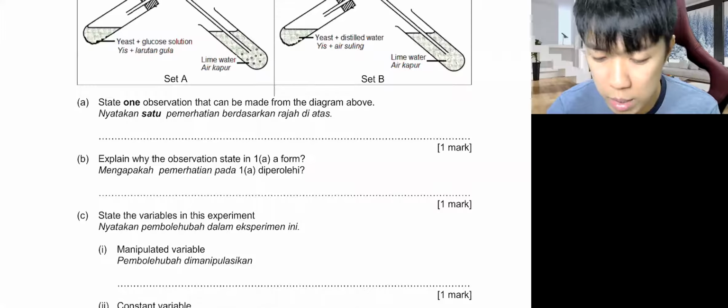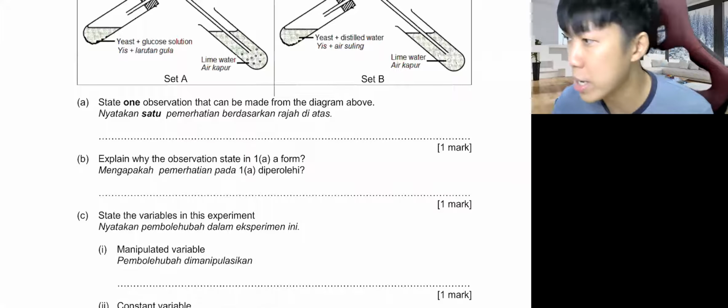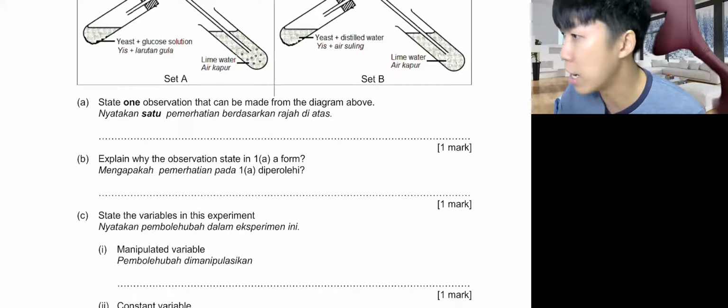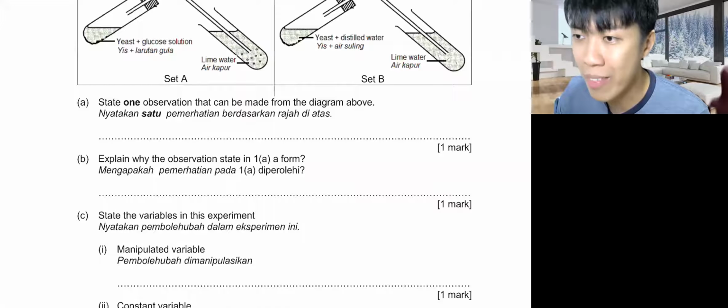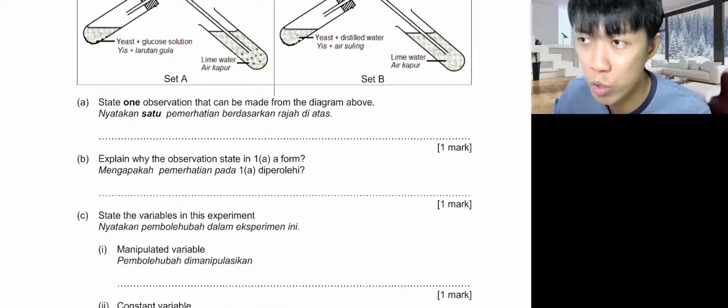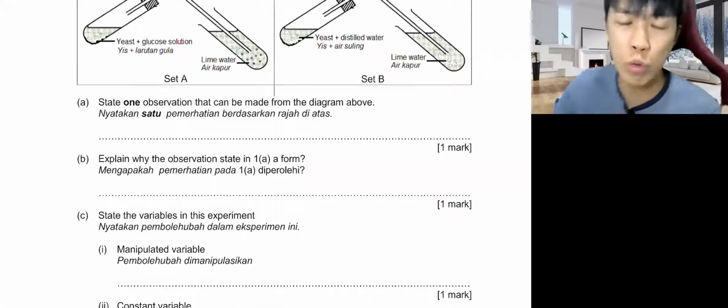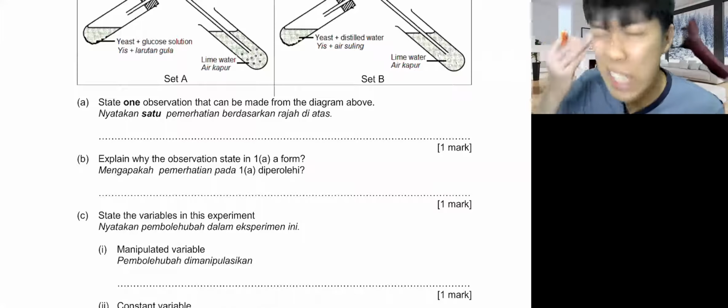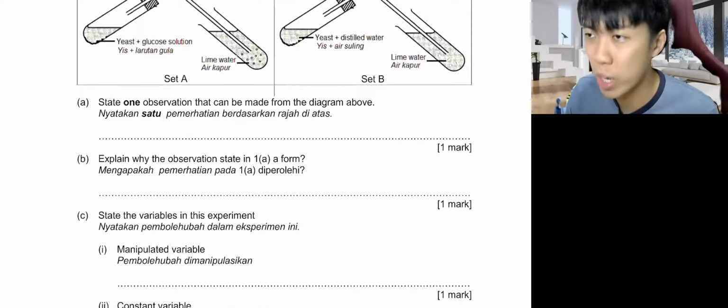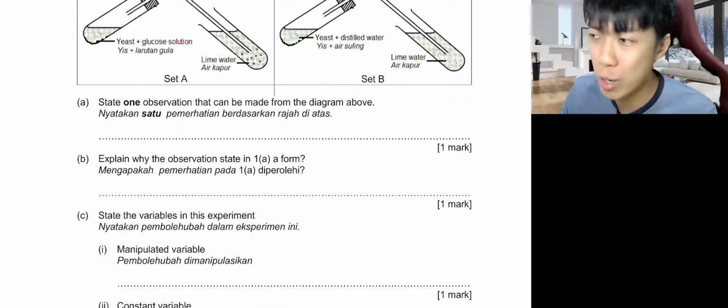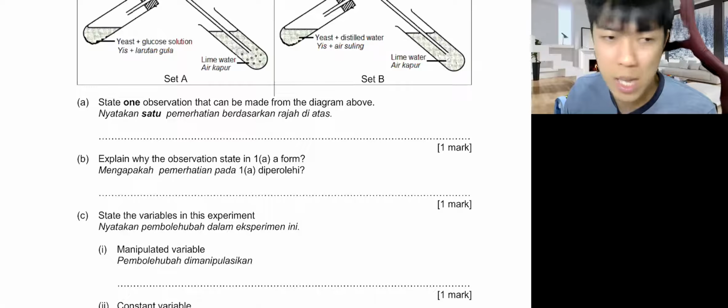Okay, or you can write carbon dioxide is released when the yeast grow also can, or during the growth of yeast also can. If you don't want to write reaction between yeast and glucose, you can go for during the growth of yeast, can also.